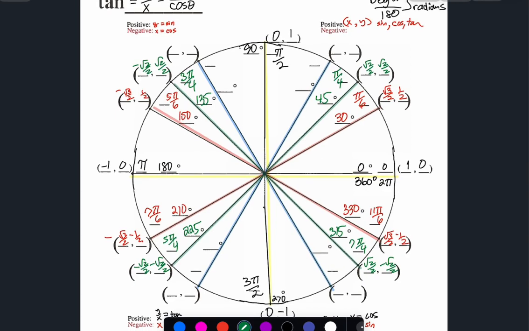Our first quadrant's always positive, positive. Second quadrant's always negative, positive. Third quadrant's always negative, negative. Fourth quadrant's always positive, negative. So that's your 45s. What's great about the 45s is if they ask you what the sine or the cosine is of 45, it's always square root of 2 over 2, sometimes positive and sometimes negative. That's the great part about those.